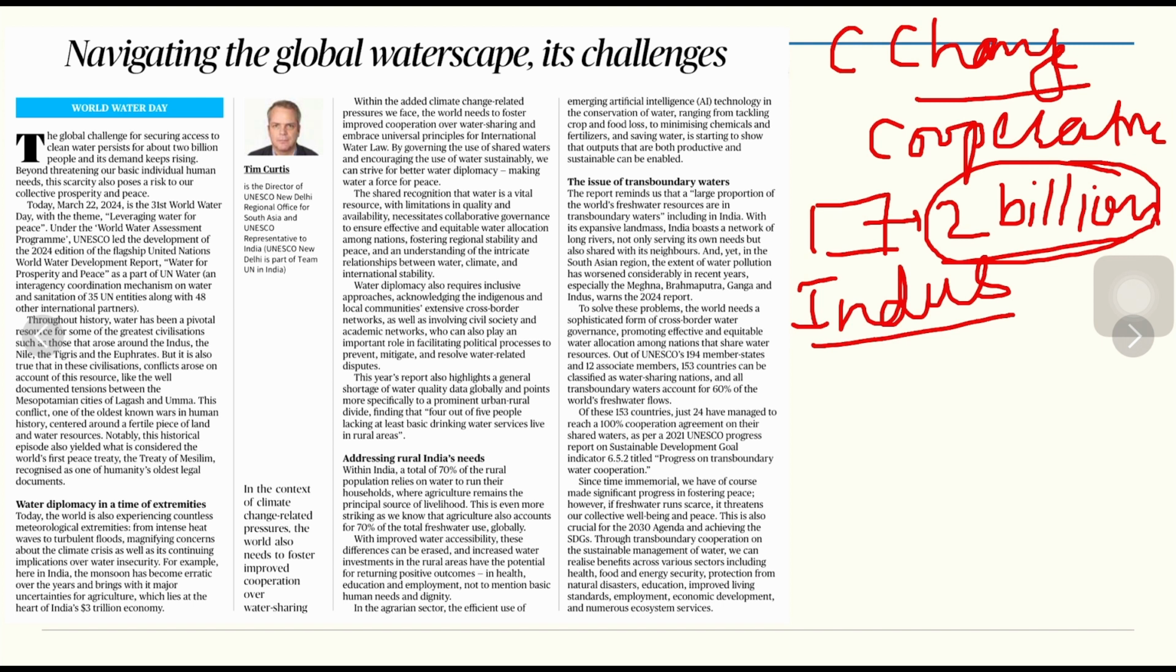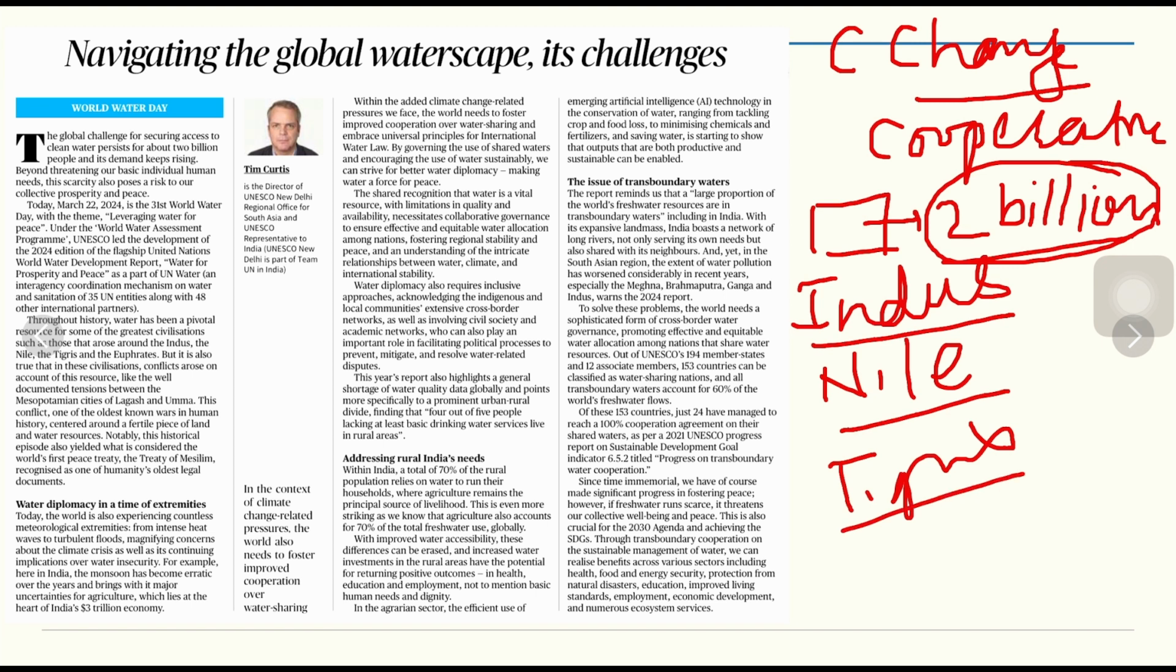near to the water, prominent civilizations like Indus, Nile, Tigris, etc., have blossomed. But it is also true that in these civilizations, conflicts also arose on account of this resource, that means water, like the well documented tensions between the Mesopotamian cities of Lagash and Umma. So clashes among civilizations were also seen.